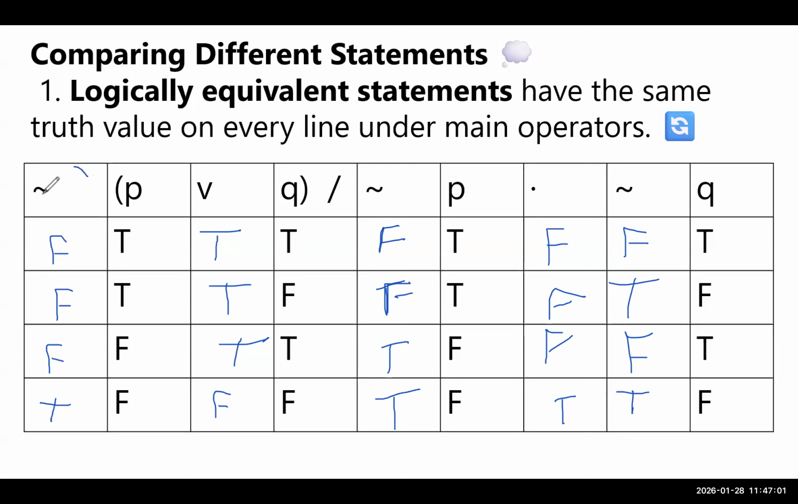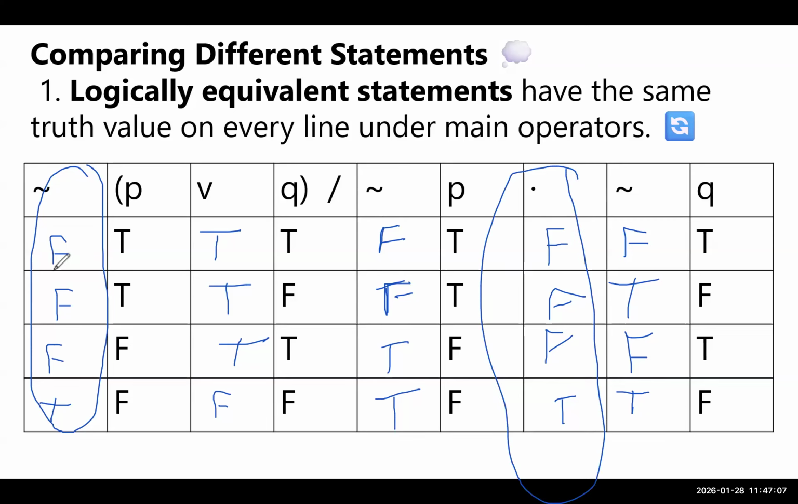So now I want you to compare this column here with the main operator here. So first we go line 1, both are false. Line 2, both are false. Line 3, both are false. And line 4, both are true. So these are what we call logically equivalent statements. Or as we put it in informal language, these mean the same thing logically.